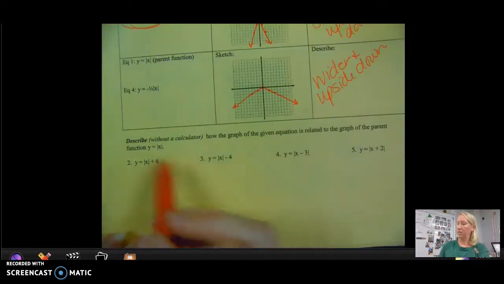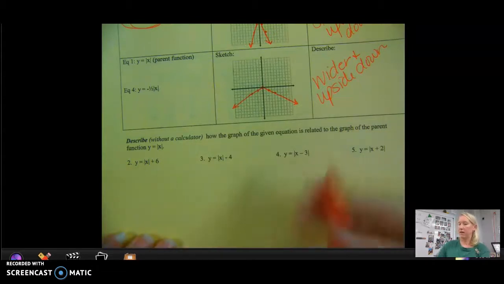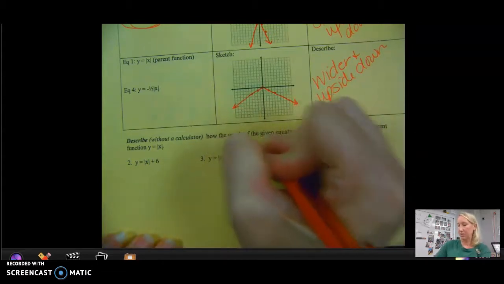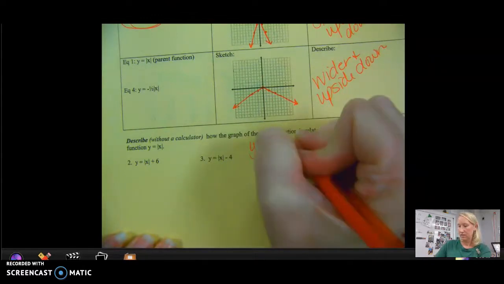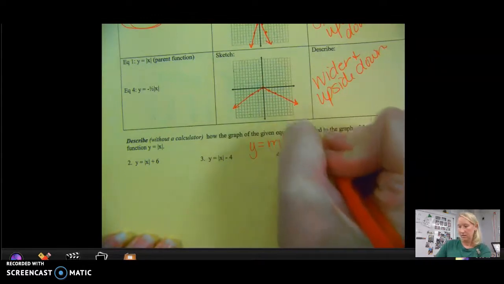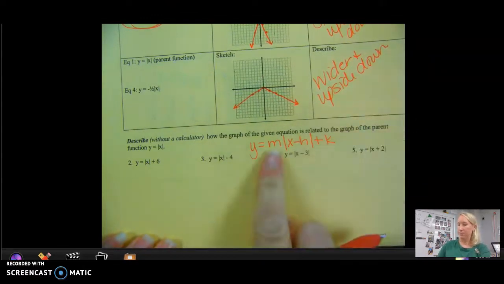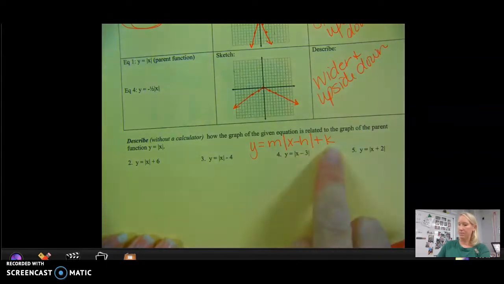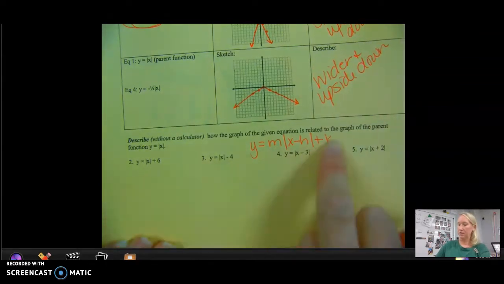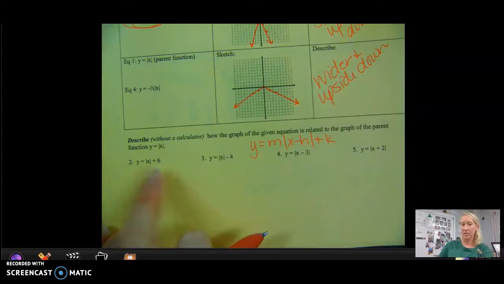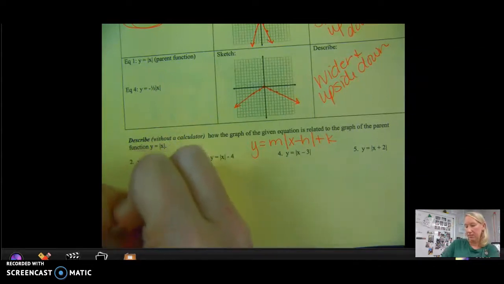Okay, so we are going to tell how this relates to a graph. So we're going to compare it to our parent function. Remember, opposite x, keep y. So this is on the outside, so that's my k. It keeps y. So this is a y value. So y always goes up and down. So positive 6 will move this up 6.